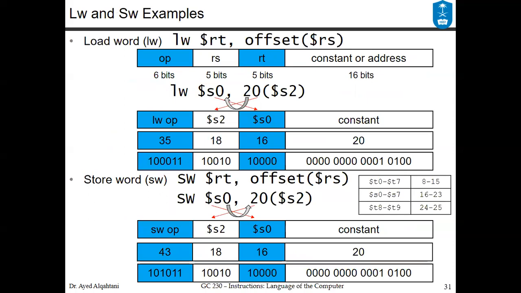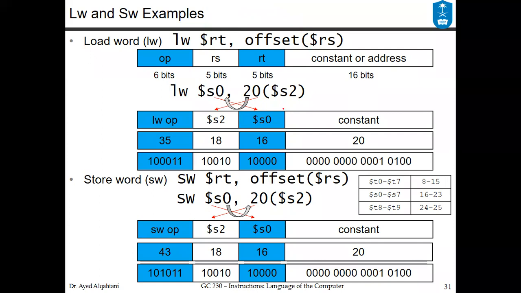Now, these are the load and store examples. The syntax of the load instruction is load word. You have the RT as a destination. After you get the offset and the base register, and you add them together, you prepare the location, you get the data, and you put it here. And as you can see, it's indicated by this arrow.